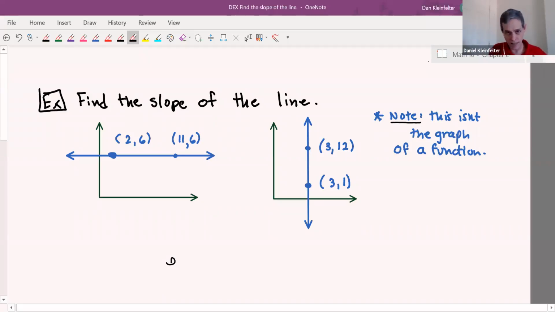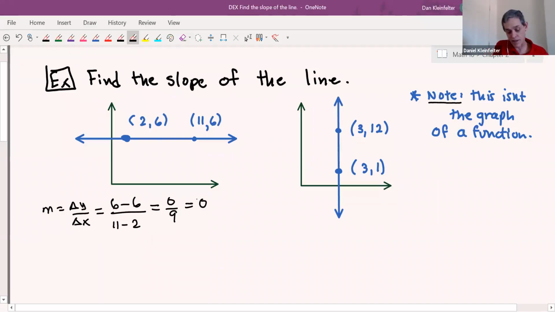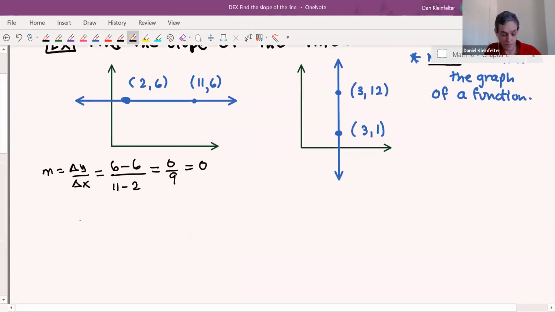All right, in the next 2 examples, we want to find the slope of the line. So we'll start with the one on the left. So the formula for slope is the change in y divided by the change in x. So here, our change in y will be 6 minus 6. Our change in x will be 11 minus 2. That's 0 divided by 9, which is 0. So this looks like a constant function, a horizontal line, and it has a slope of 0.